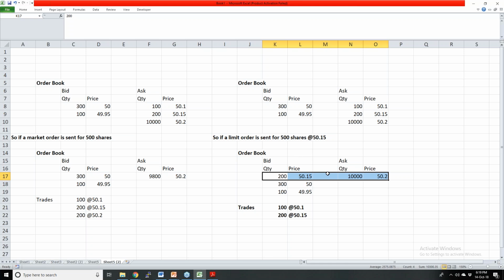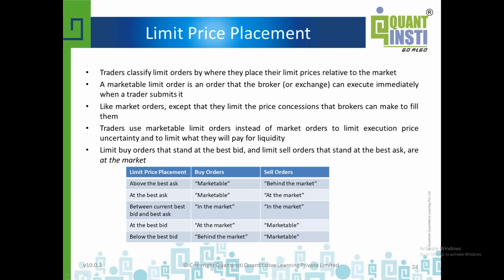There's a question: if a person sends an in the market limit order on one side and a market order on the other side, will they get traded? Now, usually the exchange does not allow self trades, and a lot of times there's a penalty on self trades. So usually you cannot have a self trade.